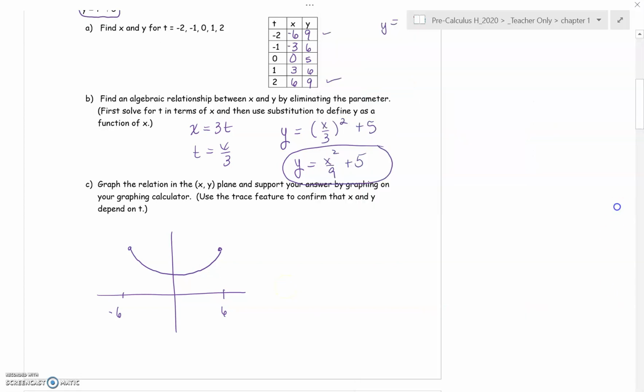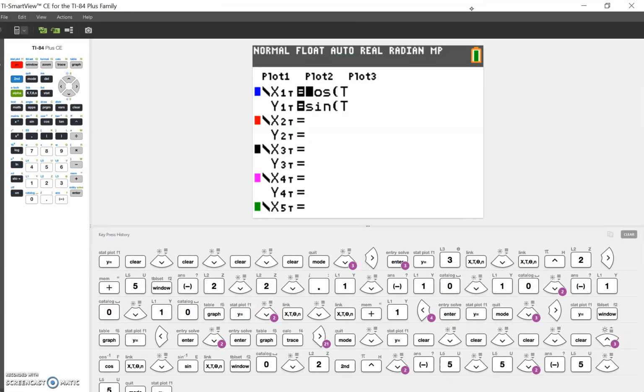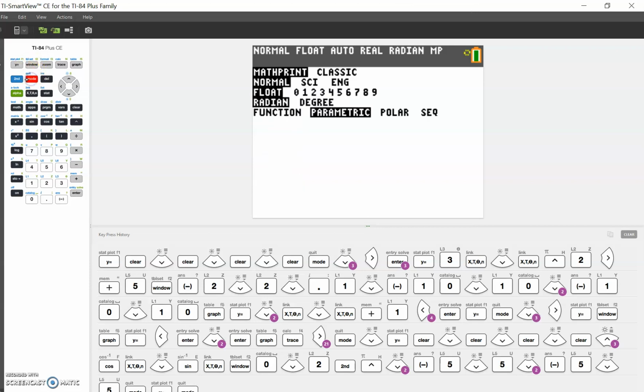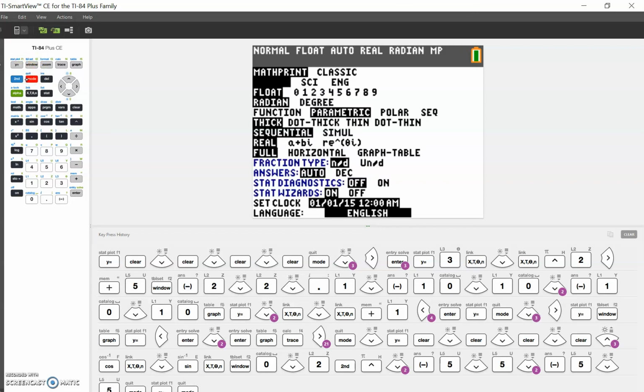We are going to do another example now. So go ahead and go to the next example. Okay, so we are going to explore with our calculator a little bit. So go ahead and type x equals cos t and y equals sine t. Make sure you go to your mode, and let's make sure we're all in radian mode.